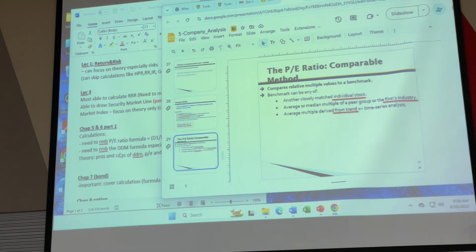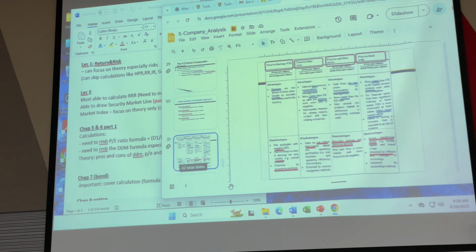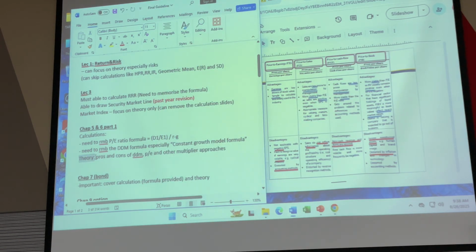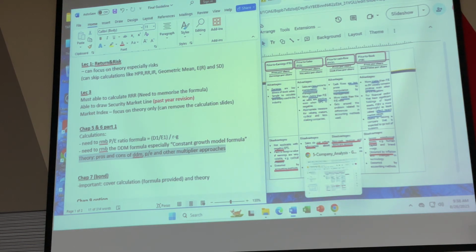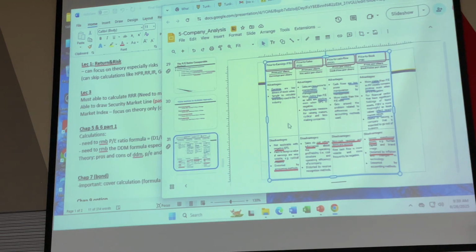What else important? Yeah, this important. You all can see here the theory, pros and cons of DDM, PE. This one is a popular theory question. Every year almost have one. If you check back your past year, almost every year also has this kind of question. They will ask you to state maybe the advantages or disadvantages. For example, they will ask you to explain 2 advantages and 2 disadvantages of the PE method.